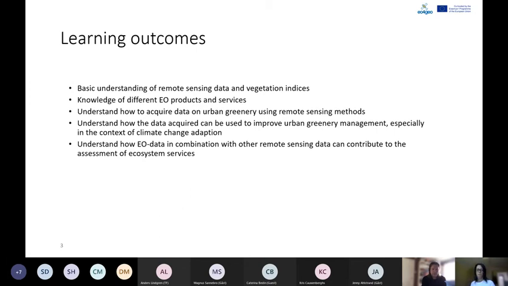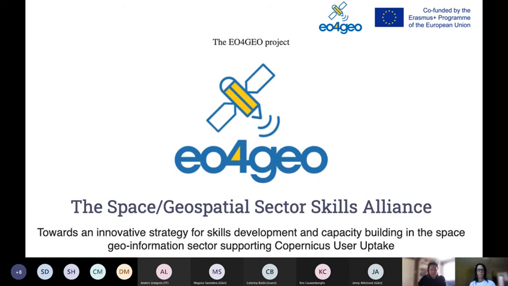Understand how the acquired data can be used to improve urban greenery management, especially in the context of climate change adaptation. Understand how EO data in combination with other remote sensing data can contribute to the assessment of ecosystem services. So that's something of the learning outcomes. And also I would like to say a few words about the project.